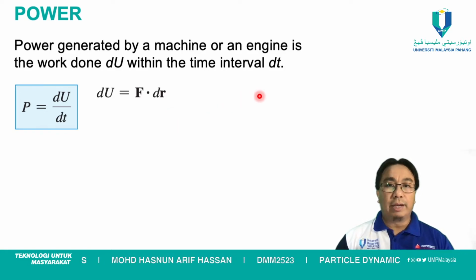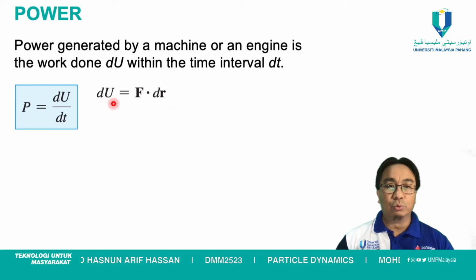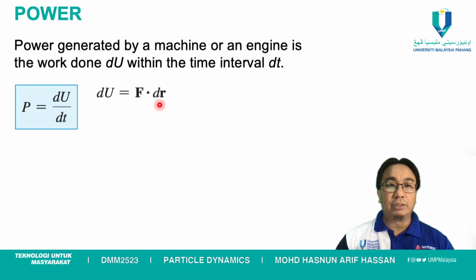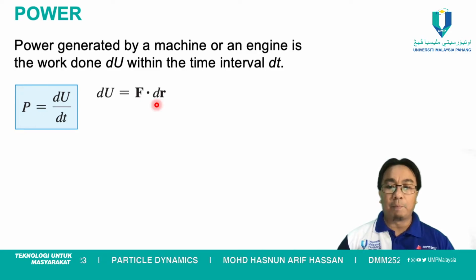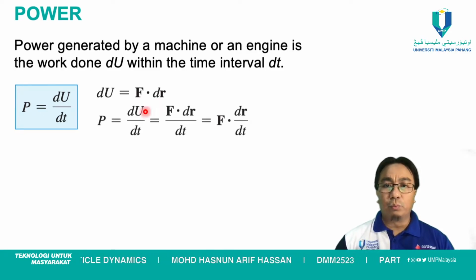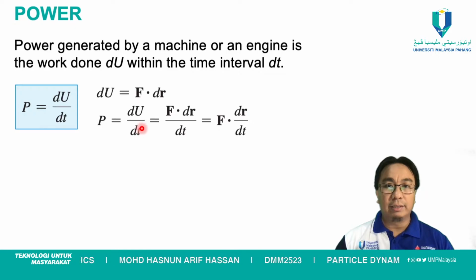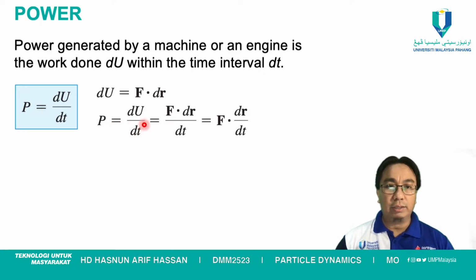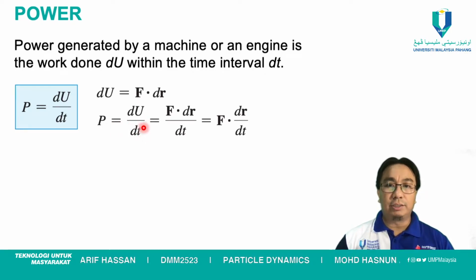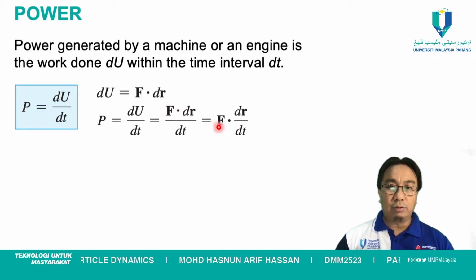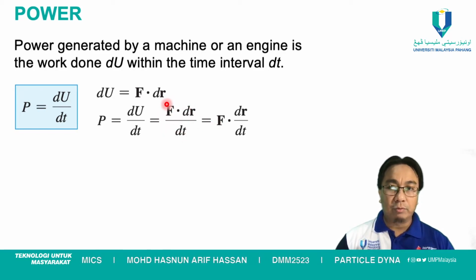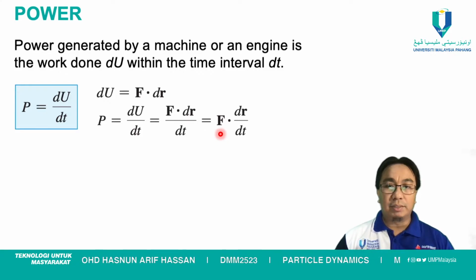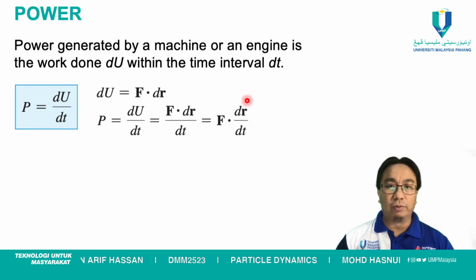And we also know that the work done U is the multiplication of the force and the change of displacement dr. So we can then write the equation again. P is equal to dU over dt, which is equal to F times dr over dt, or we can bring F out of this fraction and it becomes F times dr over dt.